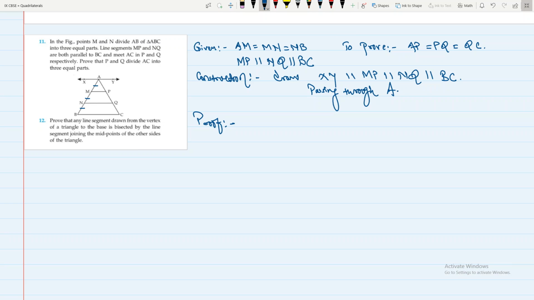Intercepts made by a transversal on three or more parallel lines are equal, then the intercepts made by any other transversal on these three or more parallel lines will also be equal. So using this equal intercept theorem, we can easily prove that AP is equal to PQ is equal to QC directly, without bothering about any other theorem, midpoint or whatever.